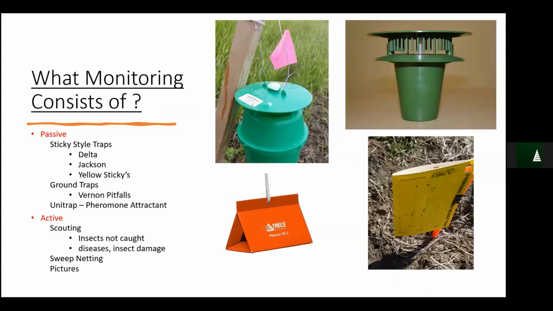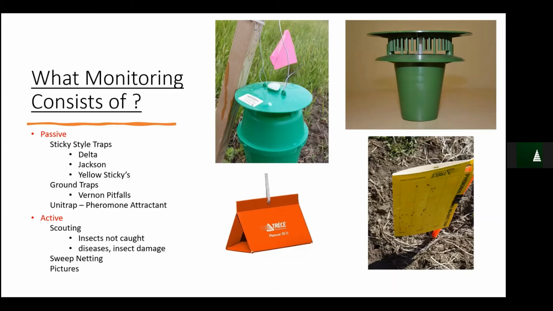What our monitoring consists of is a fair bit of passive monitoring with traps. We use a fair amount of different styles: Delta traps, Jackson traps, and those yellow sticky traps you see there on the bottom right. We use those quite a bit for most of our trapping. We also use some pitfall traps, or ground traps, for click beetle populations, and for looking at carabids and staphylinids in the area, so beneficials. And we also have some unit traps set out. We tend to use a pheromone with those, and with some of our Delta traps as well.